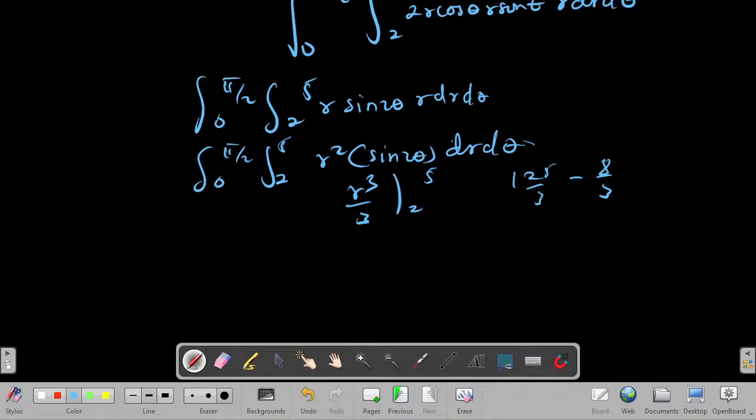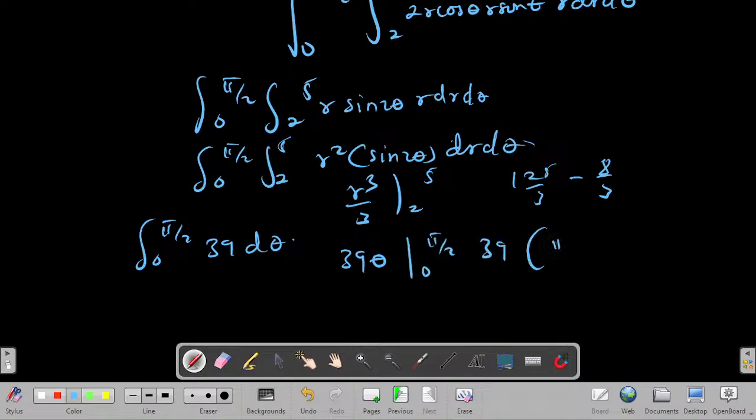Then I'll have my integral from 0 to pi on 2 of 39 sin 2 theta d theta. Integrating, I'll get 39 theta from 0 to pi on 2, which is 39 multiplying pi on 2 minus 0, which gives us 39 pi on 2. As simple as that. So it's not difficult. Just follow the algorithm and solve more problems for you to understand the concepts far better.